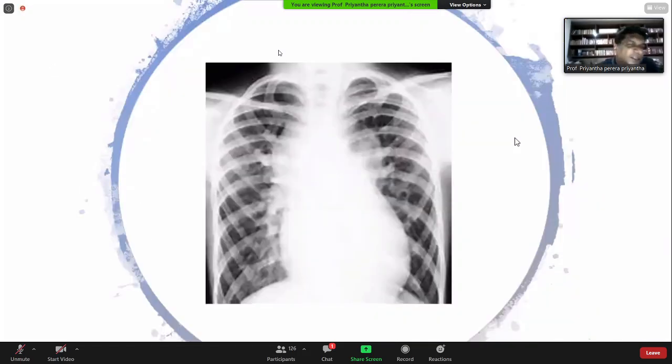What is this? Again, the child is cyanotic. A cyanotic child. Coarctation of aorta? No.